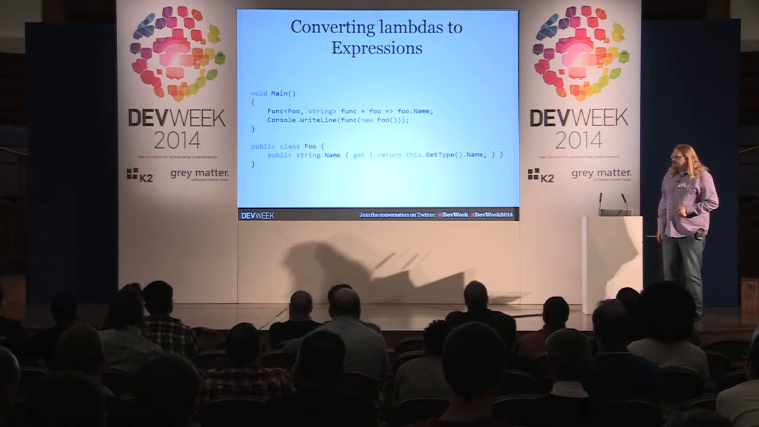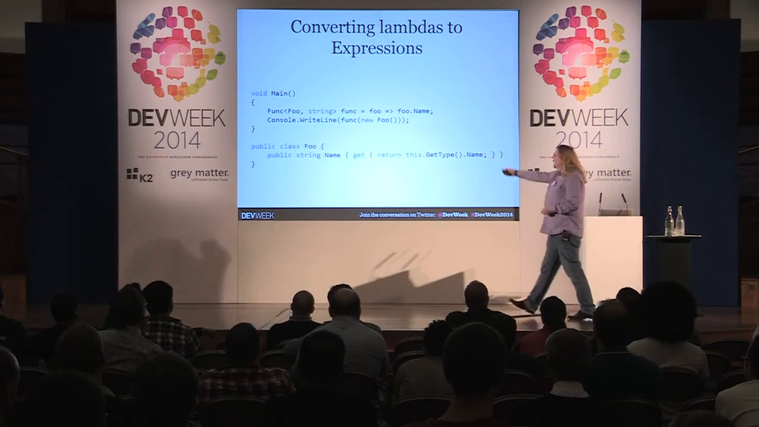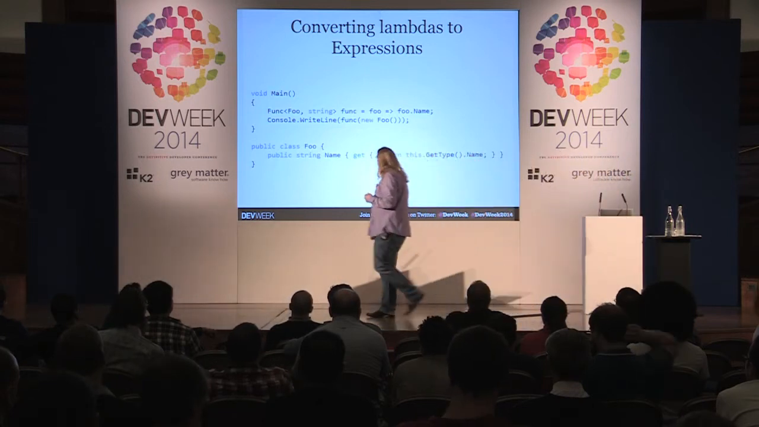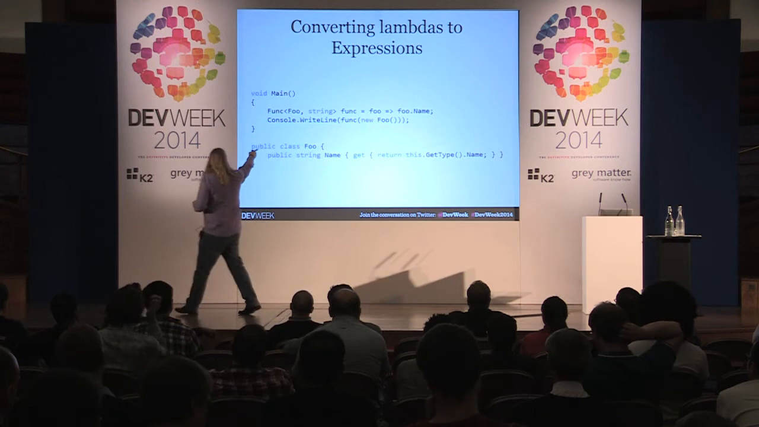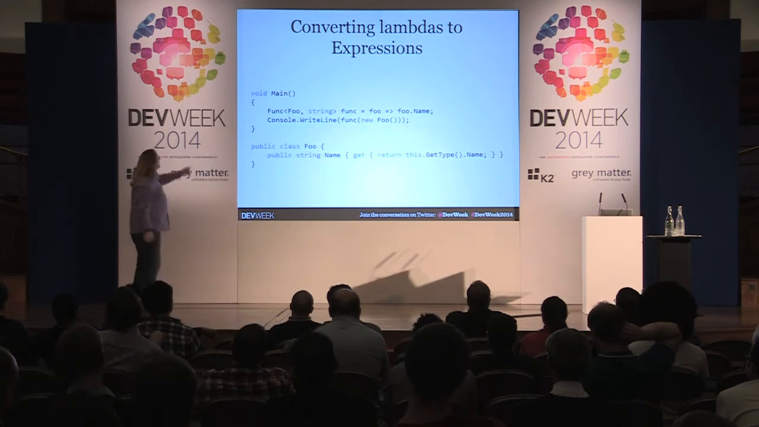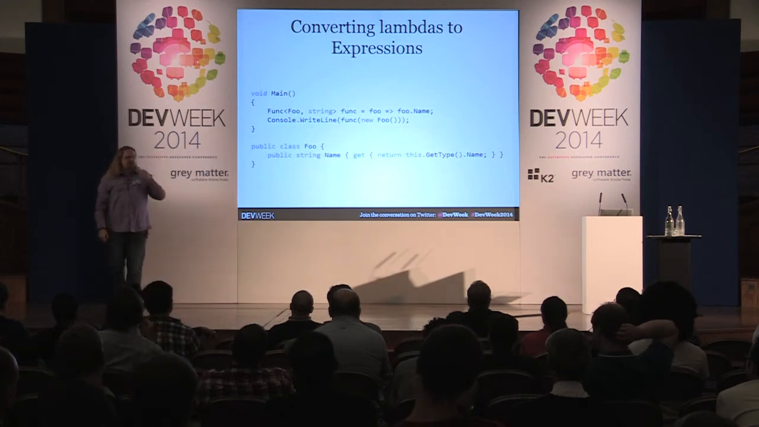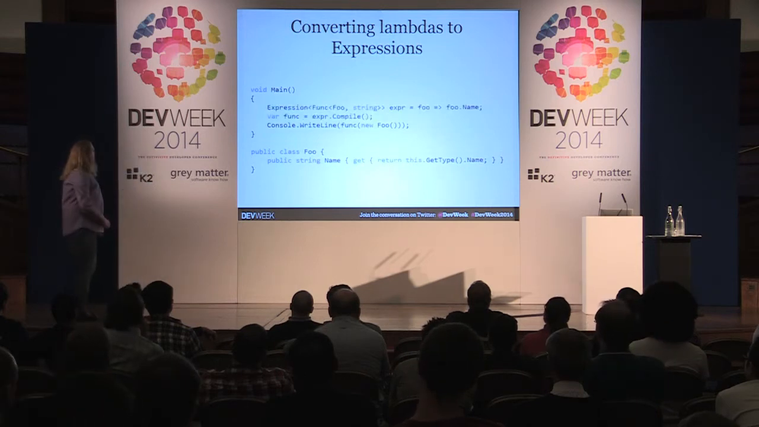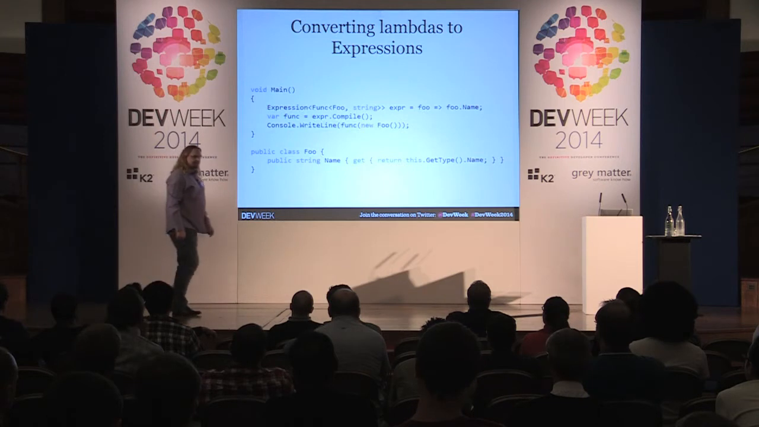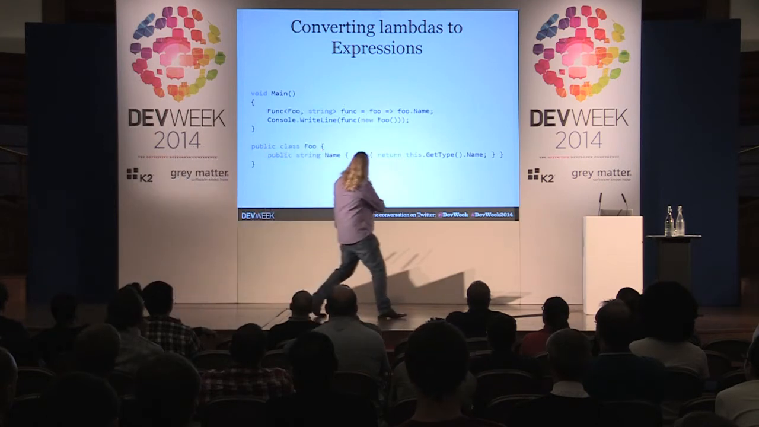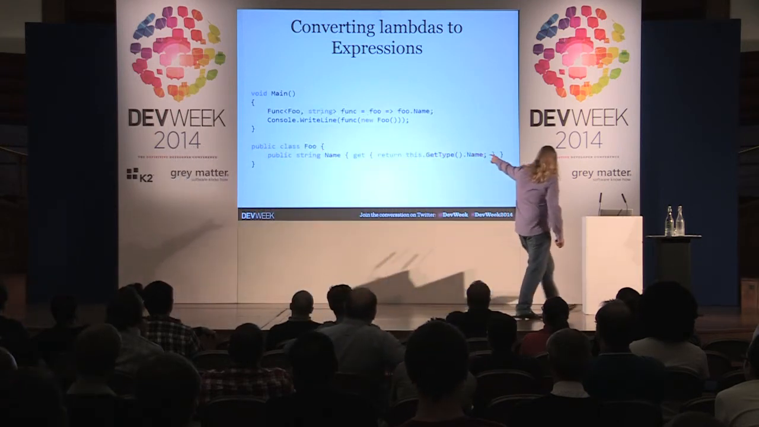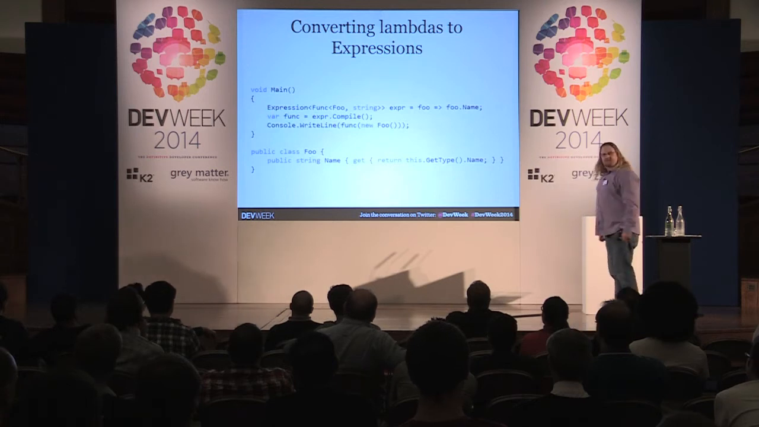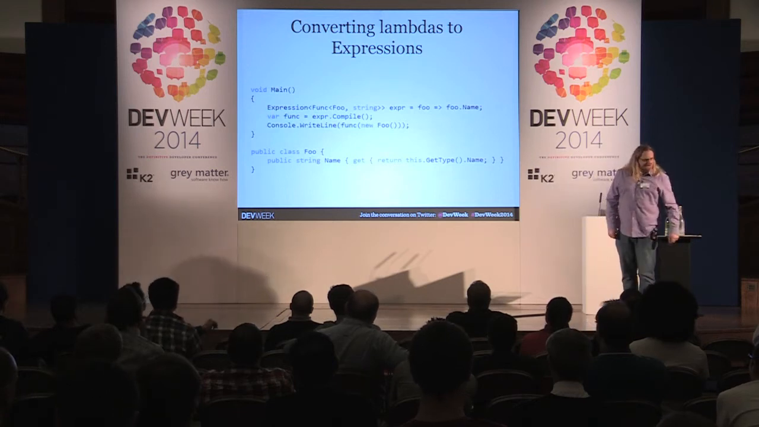No? Okay. The first line here at main, we've got a func defined as a func, which takes a foo and returns a string. To turn that from a lambda to an expression, you do this. You do this again. So there's the lambda, there's the expression version. It's as simple as that.